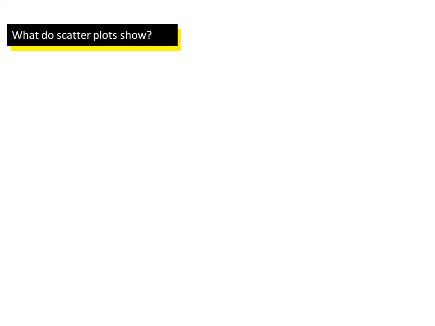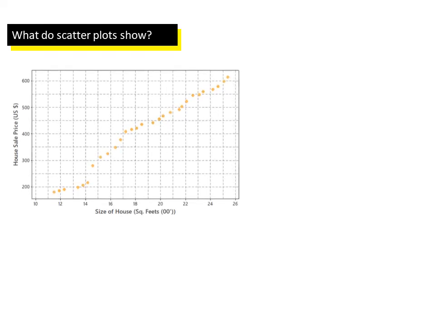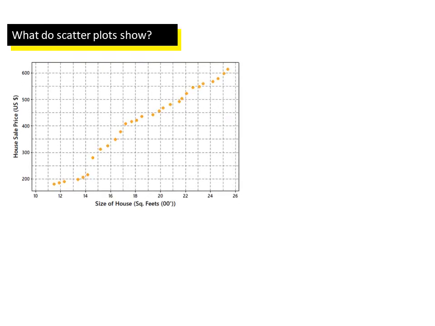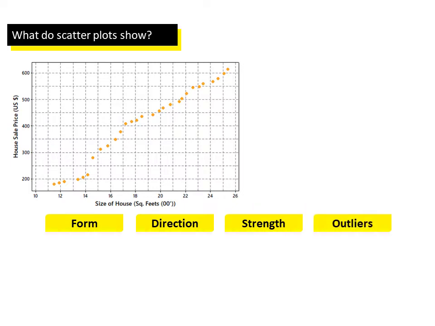Let's turn to the next issue. What do scatter plots show? When we look at a scatter plot, we should be able to describe the association we see between the variables. A quick description of the association in a scatter plot should always include a description of the form, direction, and strength of the association along with the presence of any outliers.